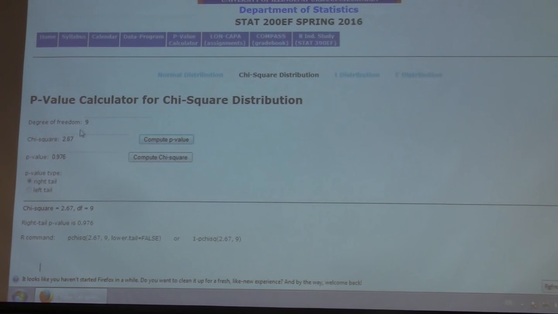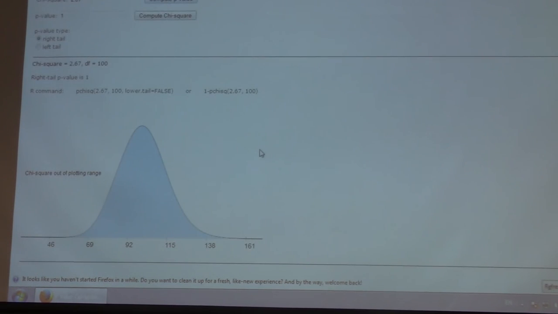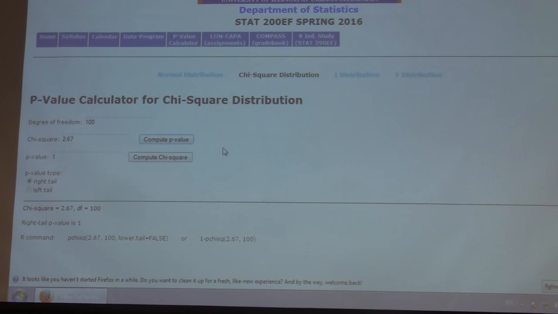See, if you get like 50 degrees of freedom, or 100 degrees of freedom, it's going to be like the normal curve with 100 in the middle. Same with the F. With more degrees of freedom, it's going to look like a normal curve, but centered on 1.